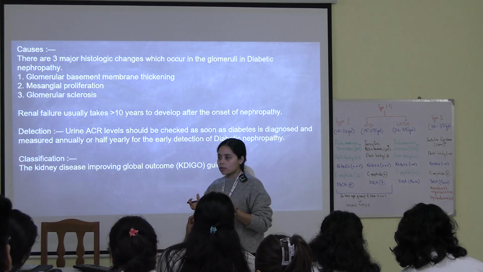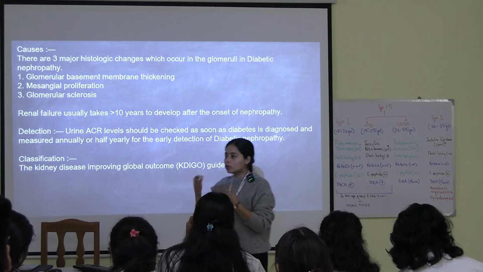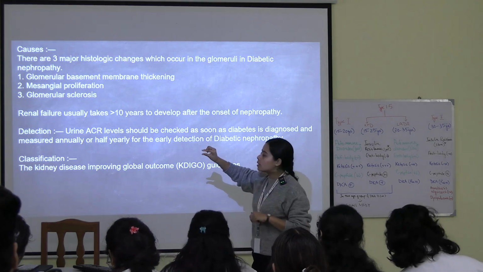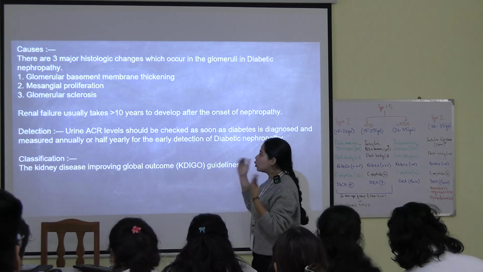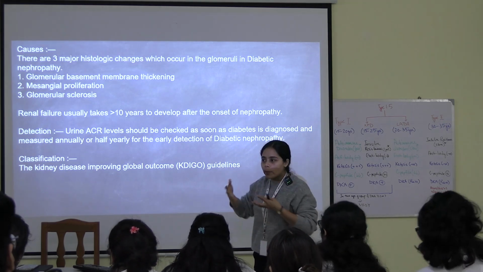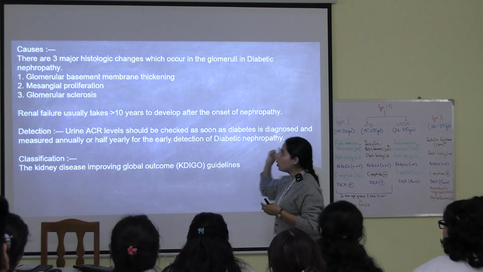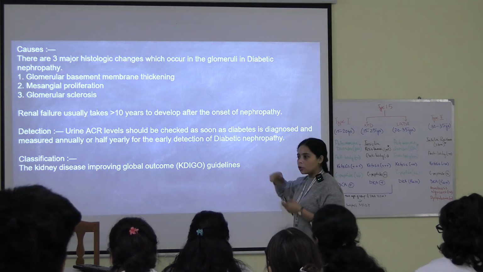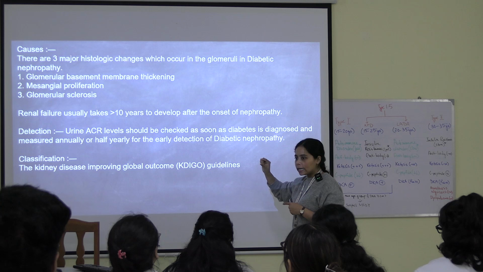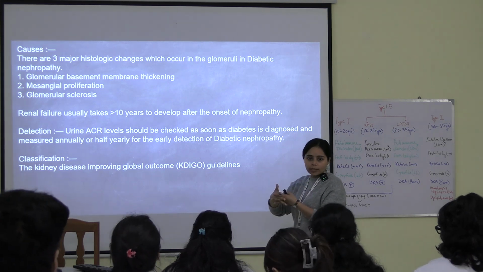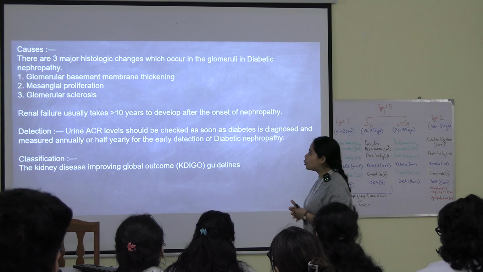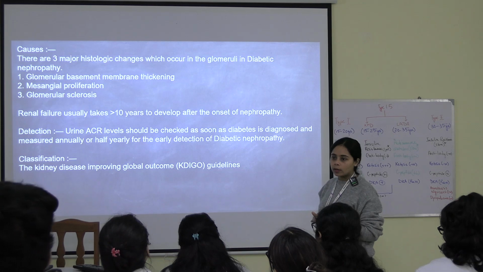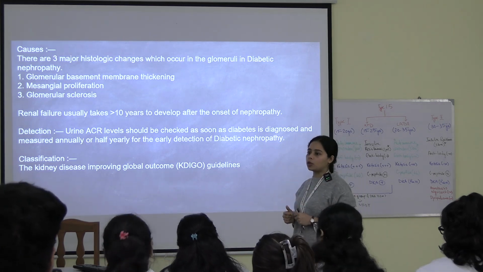Proliferation means new cells. New cells are formed, right? If the thickening of the basement membrane was supposed to be this much, because of new cells it will be this much. So when new cells are formed, sclerosis will also happen. They will join also, right? So glomerular basement membrane thickening, because of mesangial cell proliferation, new cells are formed. That's why it's thickened, and sclerosis is happening, joining is happening. That's why these three are the major histological changes which occur in the glomeruli in diabetic nephropathy, because of which the patient's kidneys are not functioning properly.